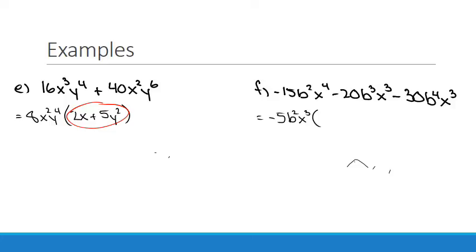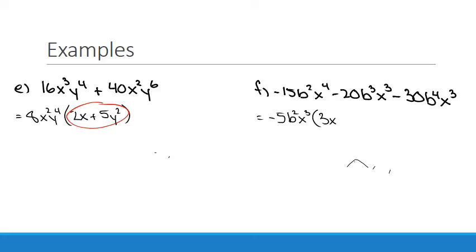Negative 15 divided by negative 5 is positive 3. B squared divided by b squared equals 1. I don't need to write that. X to the fourth divided by x to the third. Remember, when you're dividing your powers, you subtract your exponents. So really it's 4 minus 3, which is 1. So x to the first power, or just x, your choice.